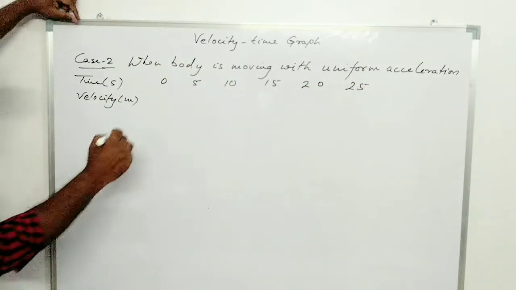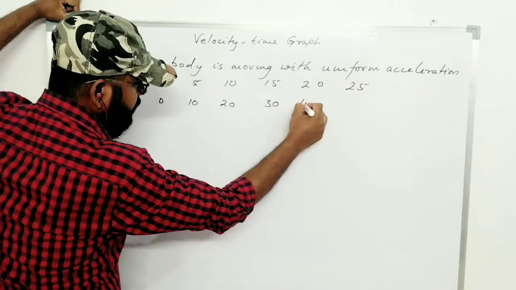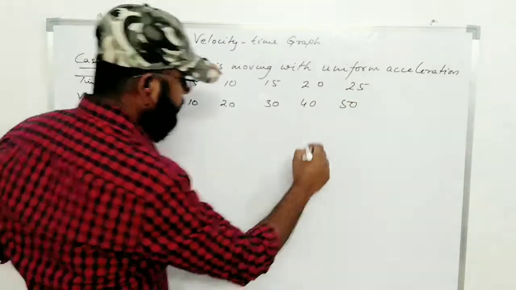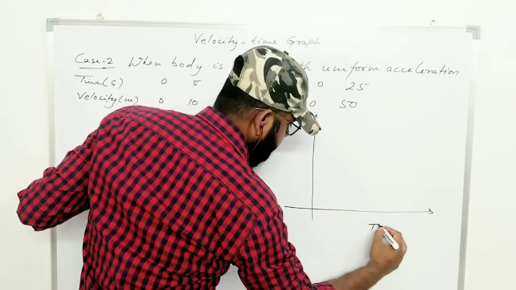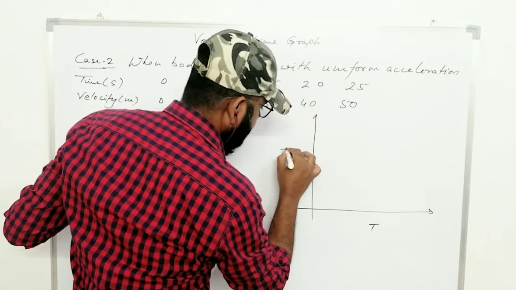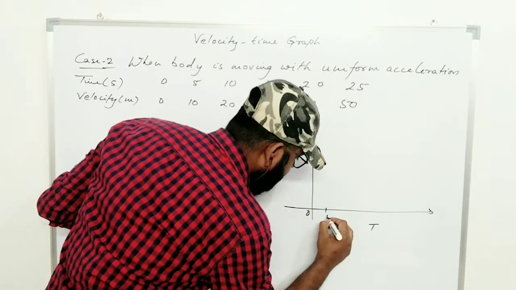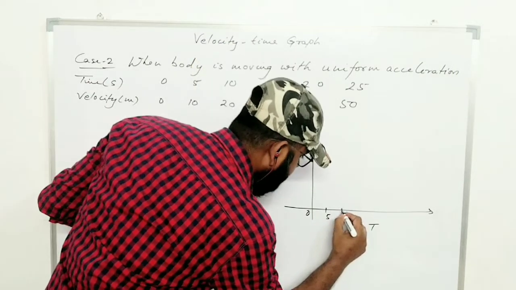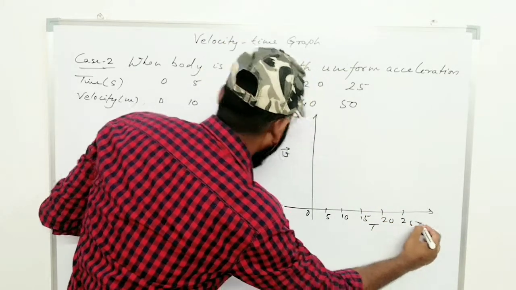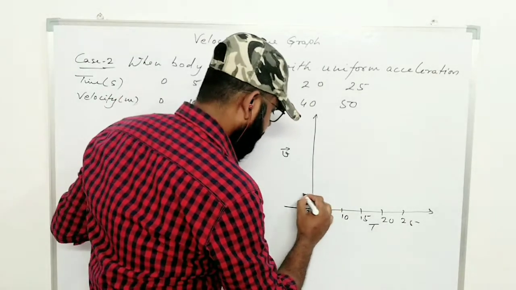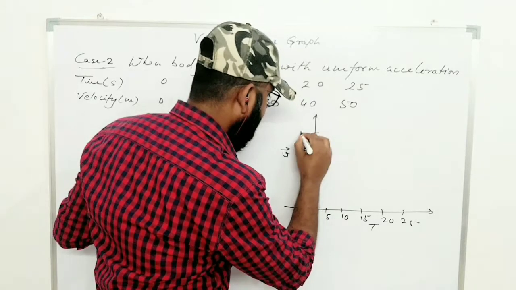Uniform acceleration: 0, 10, 20, 30, 40, and 50. Let's draw the graph. This is time and this is velocity. Okay. Now 5, 10, 15, 20, 25. Here 10, 20, 30, 40, and 50.